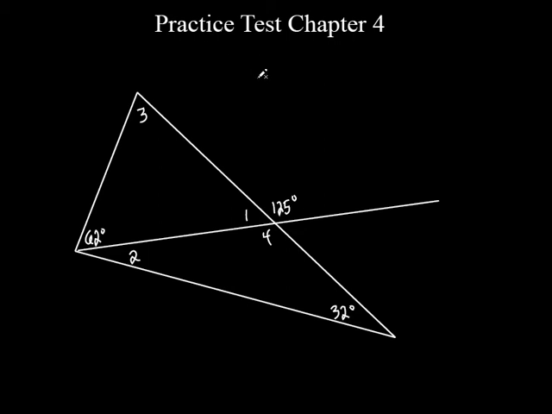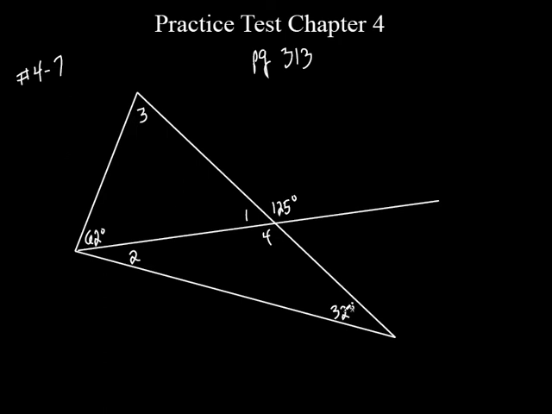Alright, so we're just going to go over a few problems from this practice test from chapter 4. That's page 313 in the book. And this is numbers 4 through 7. So we're basically finding the missing angles, right? Angles 1, 2, 3, and 4 is what we're going to do here. So, let's see. Let's do this in a different color.